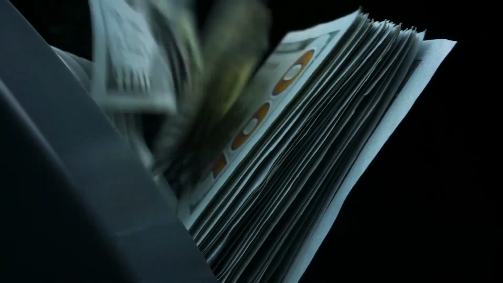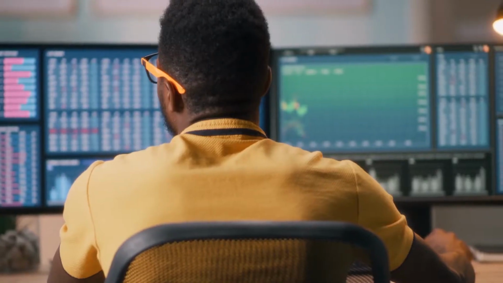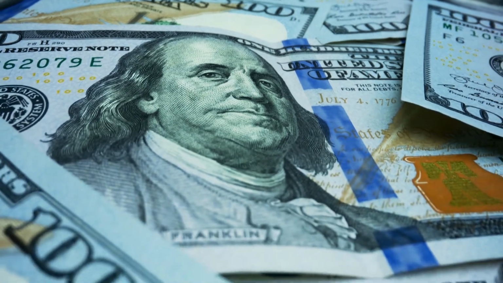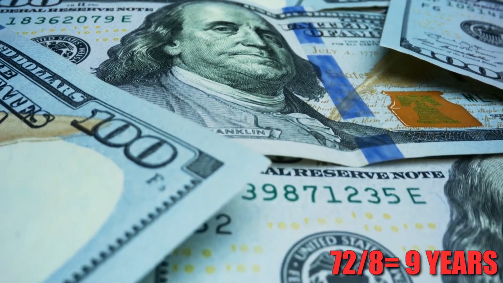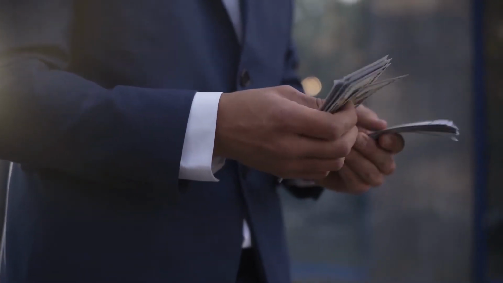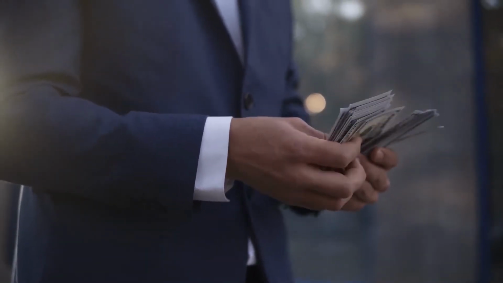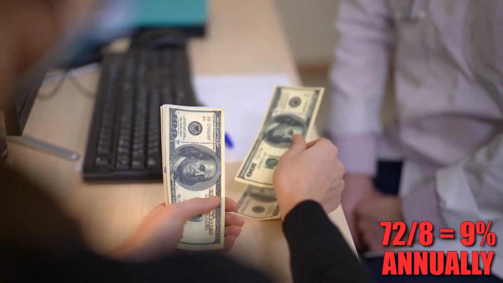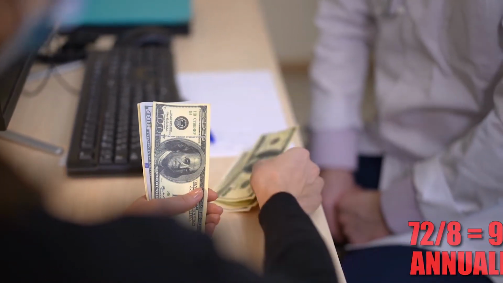The rule of 72 helps you to estimate the number of years required to double your money at a given annual rate of return. Hence, if the rate of return is 8%, the number of years taken to double your money is 72 divided by 8 equals 9 years. Or conversely, if an investment advisor claims that the money invested in a debt plan will double in 8 years, the rate of return should be 72 divided by 8 equals 9% annually.